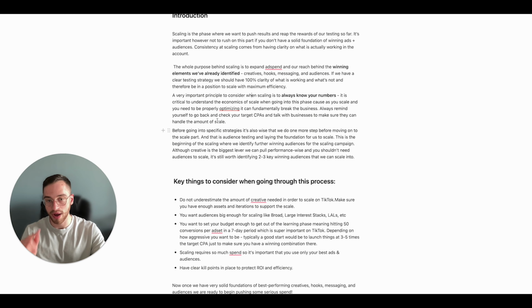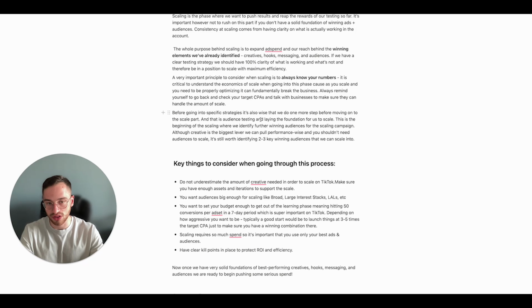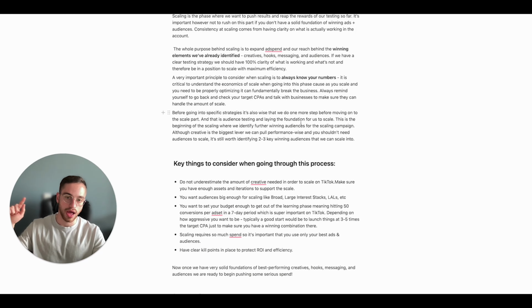Also, always go back and check your target CPAs and what we're actually shooting for. It's very easy to get lost when you push a lot of ad spend. We need to do this gradually and in a very systematic way in order to get the most out of it. But before going into specific strategies, it's wise to do one more step.